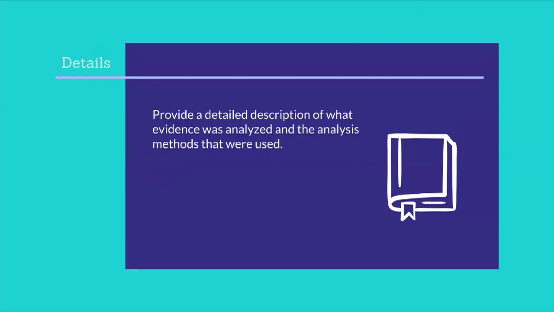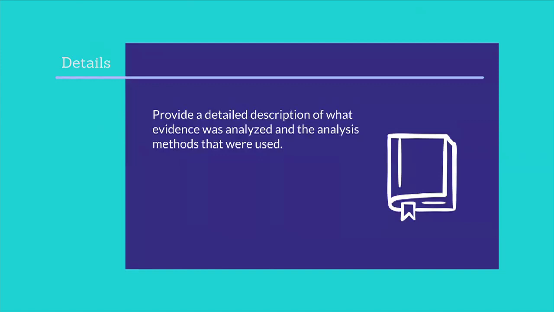Details: provide a detailed description of what evidence was analyzed and the analysis method that was used. Explain the findings of the analysis. List the procedures that were followed during the investigation and any analysis technique that was used. Include proof of your findings, such as utility reports and log entries. Justify each conclusion that was drawn from the analysis.